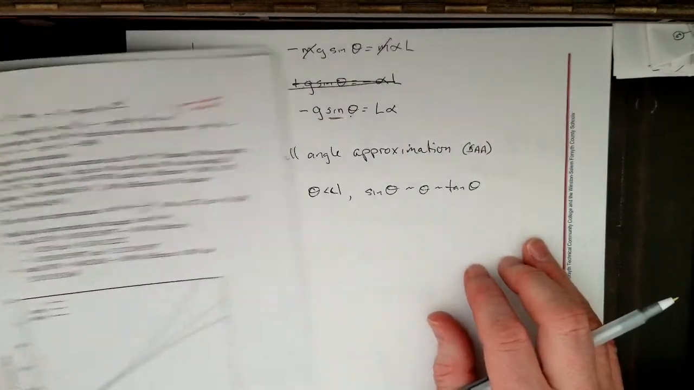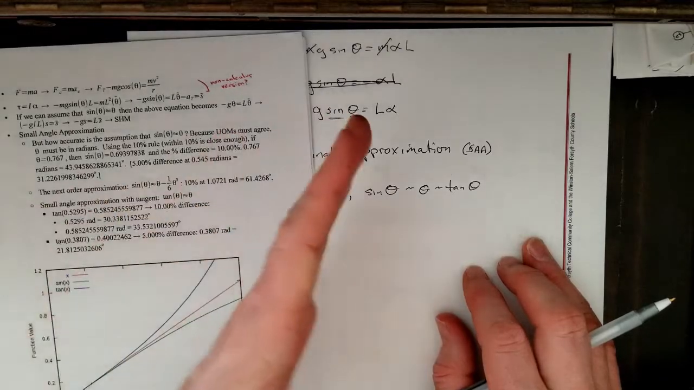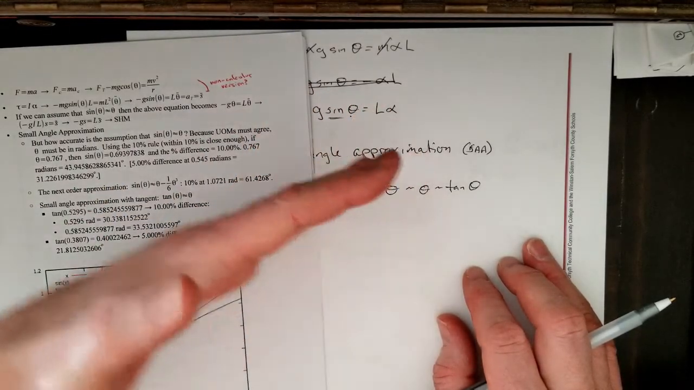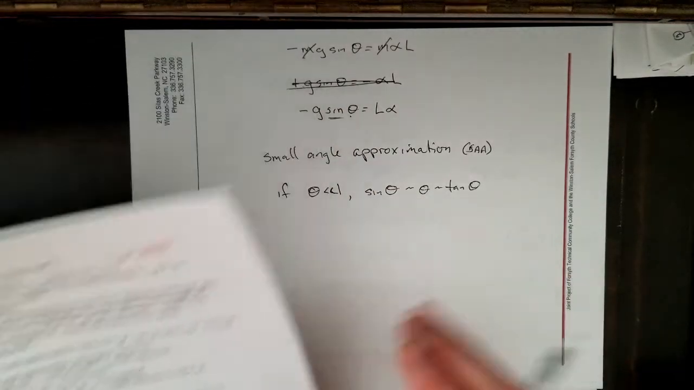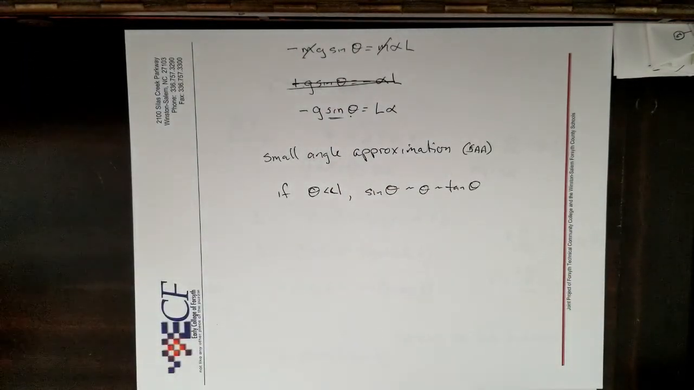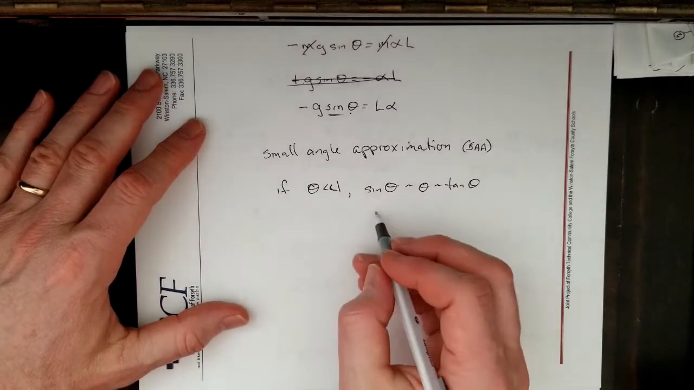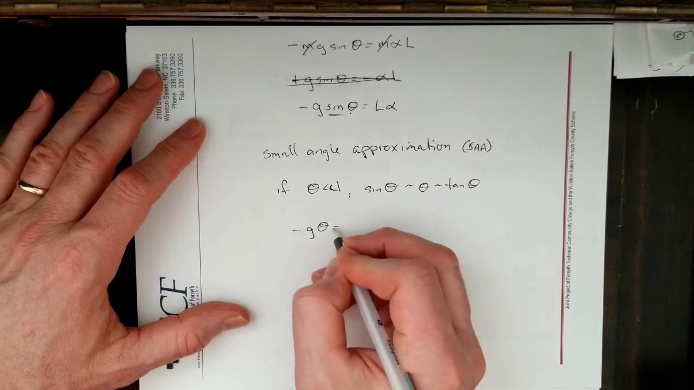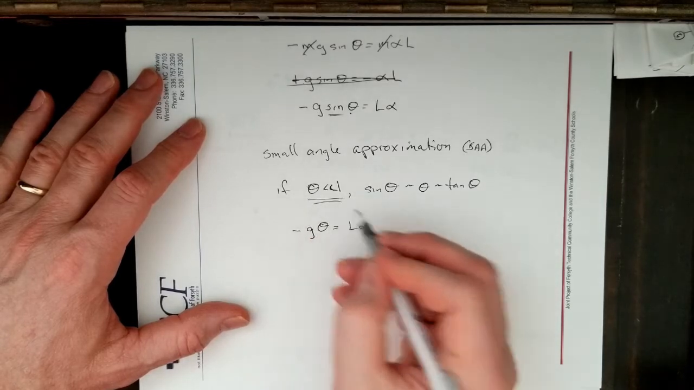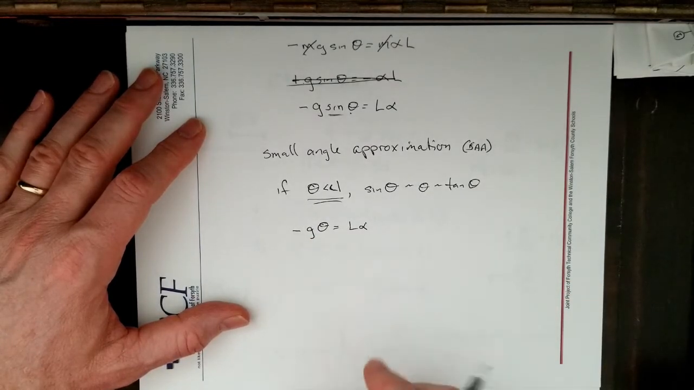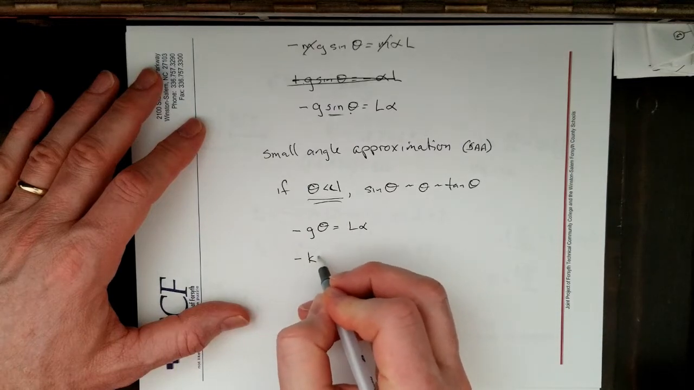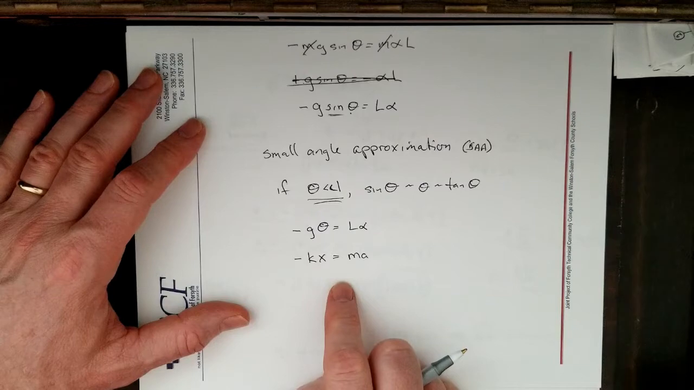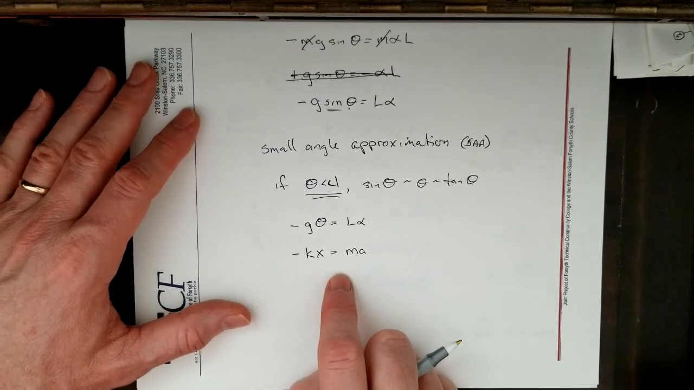So if the angle is small, in other words, I take my pendulum, I move it out a little bit, and then I let go and let it oscillate back and forth. I don't pull it all the way out to 90 degrees to do it. And so therefore, this now becomes negative g theta equals L alpha, given that assumption. And this is the right format because we had negative kx is equal to ma. We now have a Hooke's law approximate here.